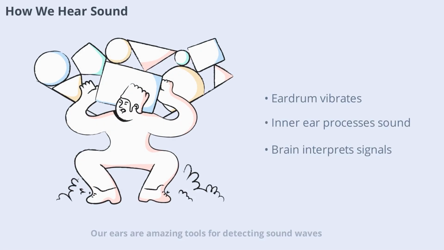Our ears are amazing tools for detecting sound waves. When sound waves enter your ear, they make your eardrum vibrate. These vibrations are passed along tiny bones and into the inner ear where they're turned into electrical signals. Your brain then interprets these signals as the sounds you recognize. This process happens incredibly fast, allowing us to react to sounds almost instantly.